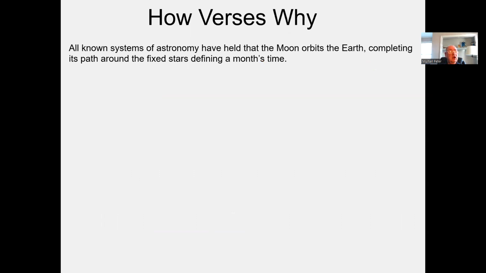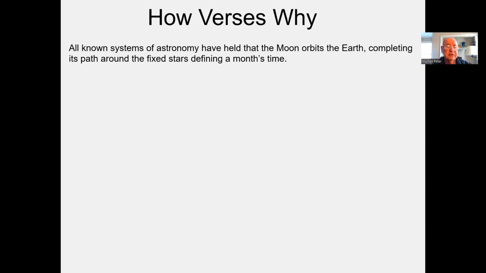Let's take an example. All known systems of astronomy have always held that the moon orbits the Earth. This has never been a debate. Clearly the moon is the closest heavenly body. We'll see a wonderful picture of that at some point. It certainly completes its path around the Earth through the fixed stars and defines a month's time. All civilizations who have calendars usually start with a lunar calendar, the time it takes for the moon to go from being in front of one star, all the way around through the stars, taking a month to come back to be in front of that star again. But we can all agree upon that.